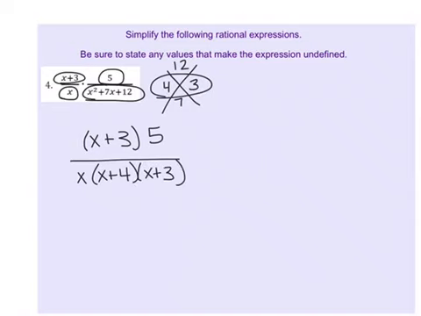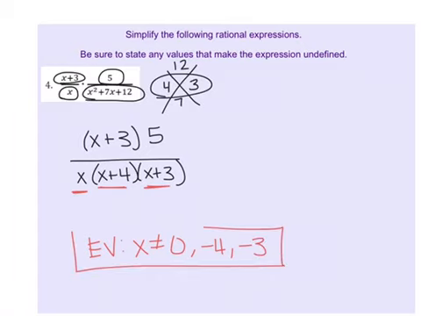So now I'm going to do my EVs first. Looking at that denominator, x cannot be 0 for the first one, a -4 for the second one, or a -3 for the third one. If you don't remember how I found those, come chat with me. And now we can go to our simplifying.